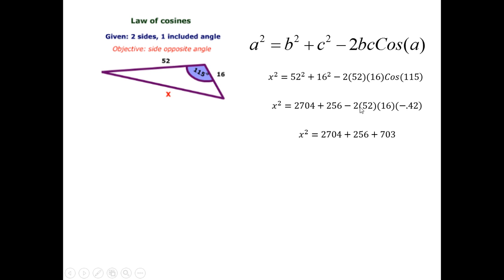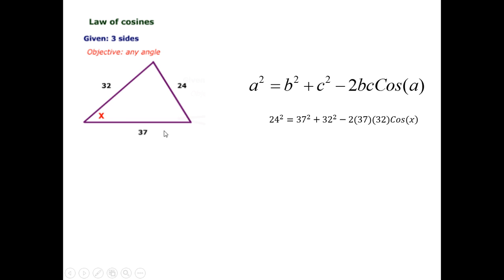I'm going to multiply all this out. First off, negative 2 times 52 times 16 times negative 0.402. The negative times the negative gives me a positive. That collectively gives me 703. When I add those all together, I get x squared is 3,663, and therefore x is the square root of that, which is about 60.5. A lot of details, but as long as you get the formula right from the beginning, and take your time, not trying to do too much at once, there's no reason why you shouldn't come out with it. I would suggest you take this problem and try to work it out and see that you end up with the same thing.